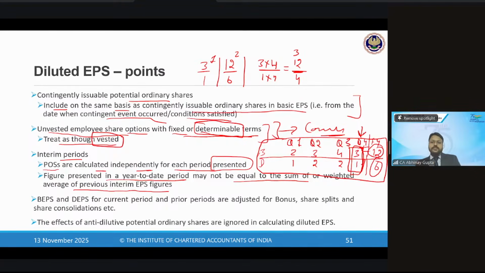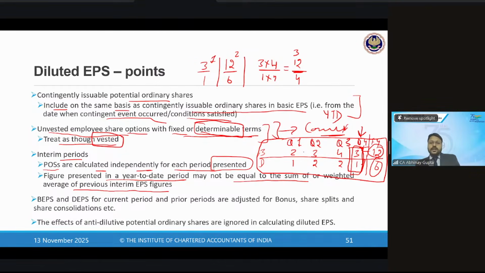Quarter 4 EPS means 3 months profit divided by the weighted average number of shares. Quarter 3 is the 3 months profits for that respective quarter divided by the weighted average number of shares, right? So this is how these are computed. And we also calculate the YTD numbers, right? So one is for the quarter and one is the YTD as well.